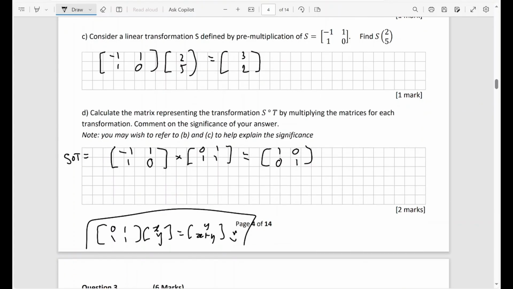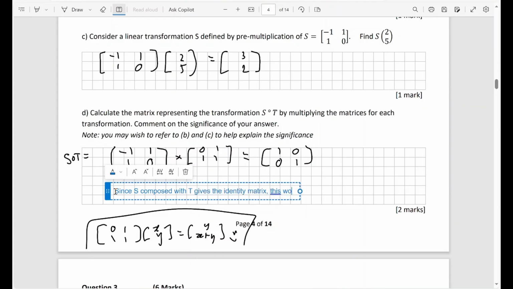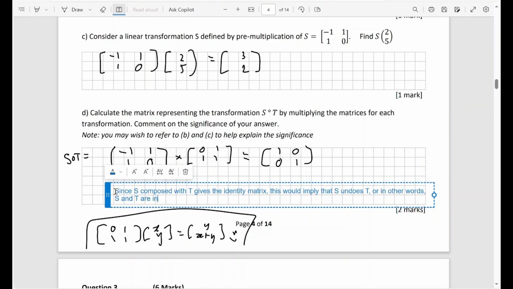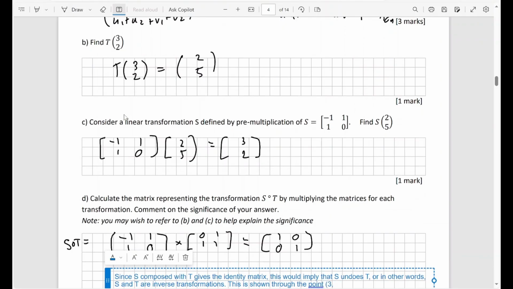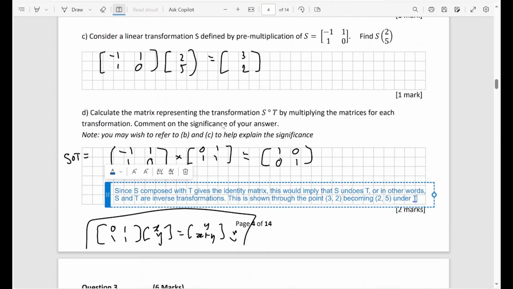Comment on the geometric significance of your answer. So we could say something along the lines of, since S composed with T gives the identity matrix, this would imply that S undoes T. Or in other words, S and T are inverse transformations. This is shown through the point (3, 2) going to (2, 5) under T, and then going back to (3, 2) under S. So that's very wordy, more wordy than you would need, but that's pretty much the answer you want.